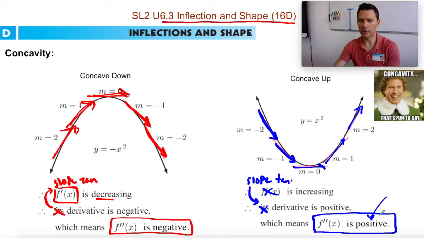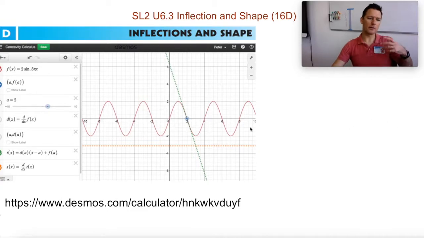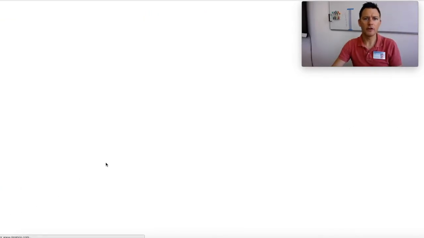Up, positive is a good way to think about it. Down, negative is a good thing to remember it. And concavity is a lot of fun to say. Concavity. Get your concavity out of here. Here's a visualization if it helps.